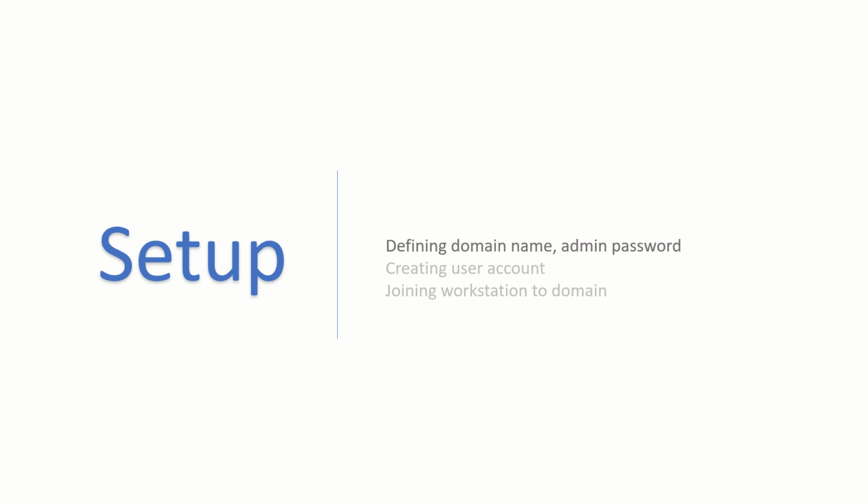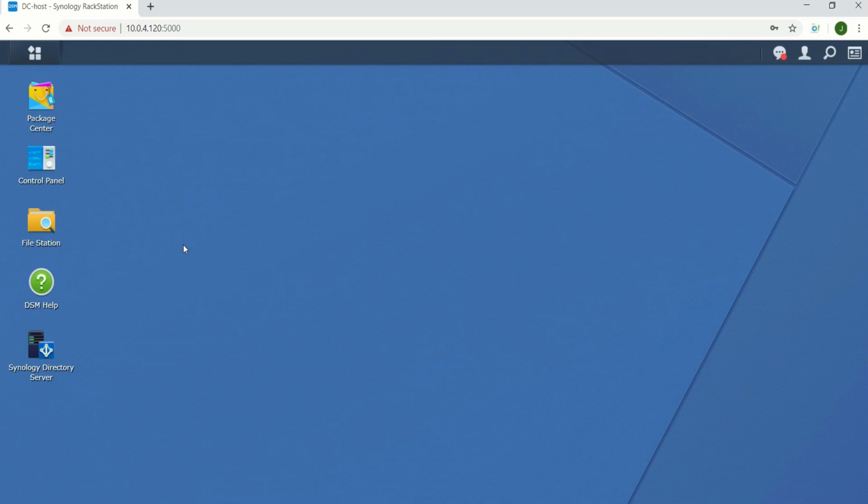So we're going to start by taking a look at the setup. There'll be 3 phases in the demo: getting the package, pretty much set up the domain setup. Then we'll just create a user, and we'll finish by actually joining the workstation, the actual physical Windows machine, to the domain. So 3 different parts.